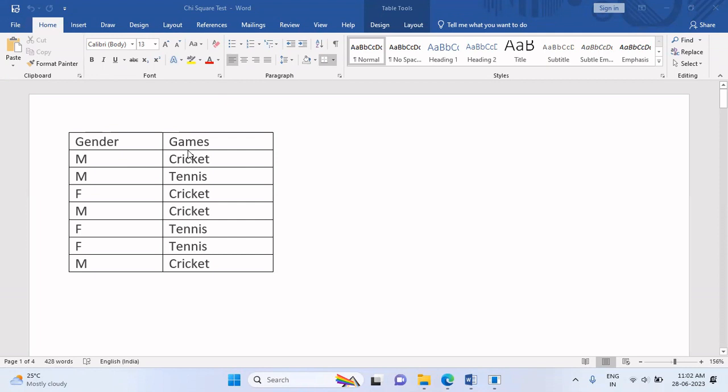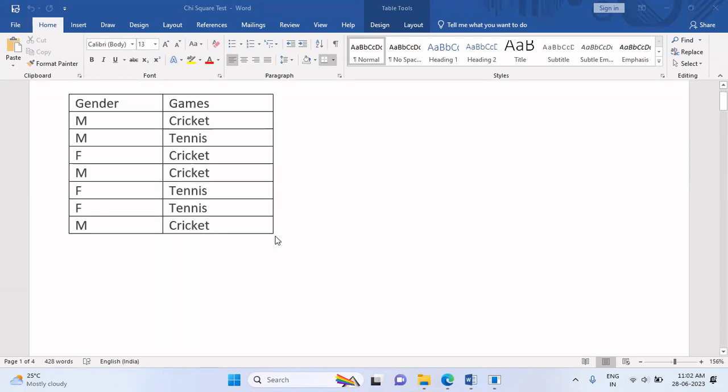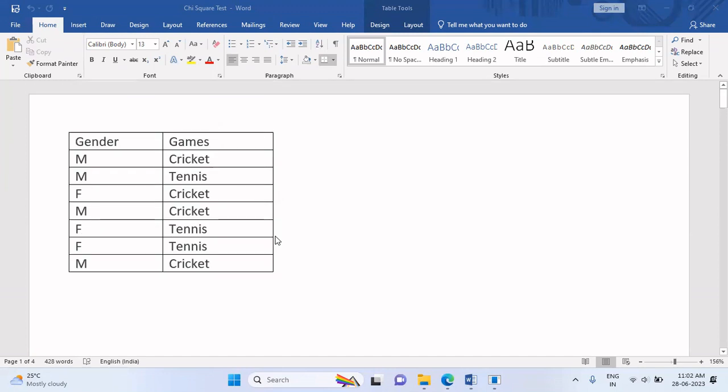In the first step, we start by stating the null hypothesis and the alternate hypothesis. The null hypothesis typically asserts that there is no association between the variables, while the alternate hypothesis suggests that there is an association. So in the first step, we need to consider our null hypothesis and alternate hypothesis.